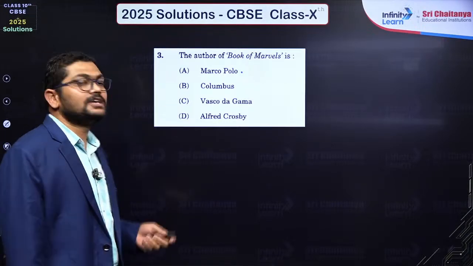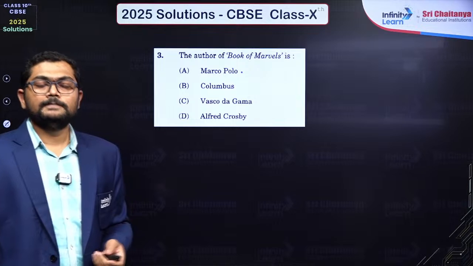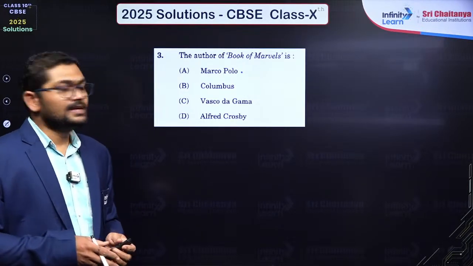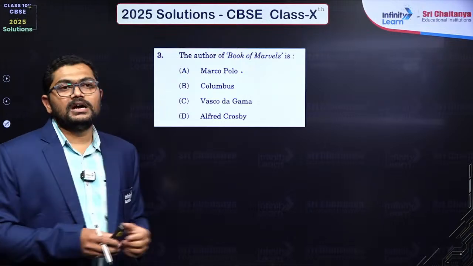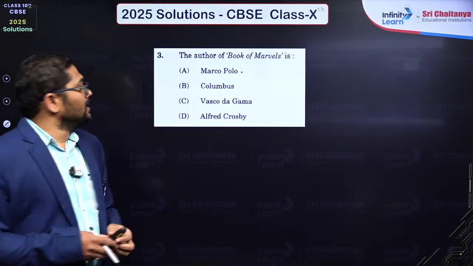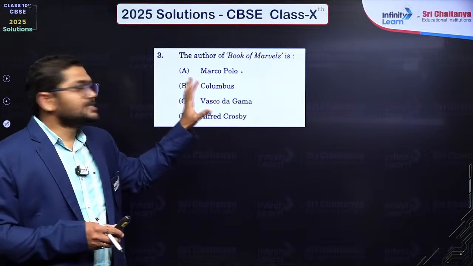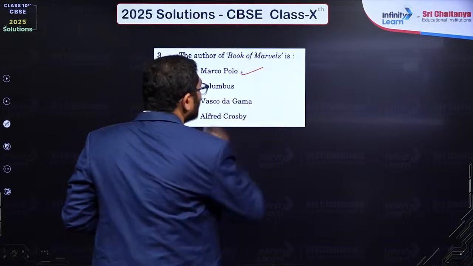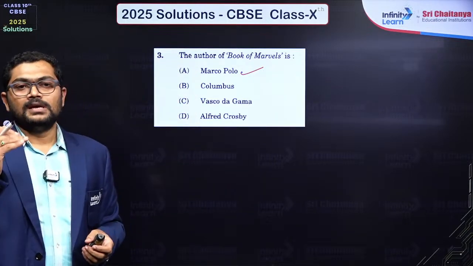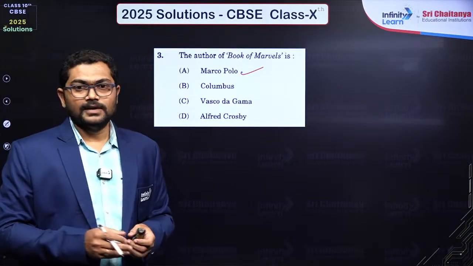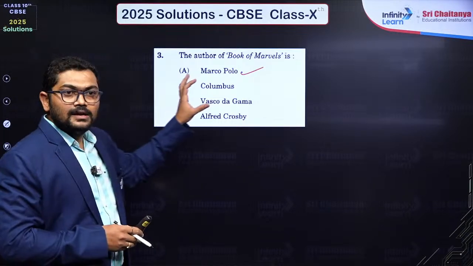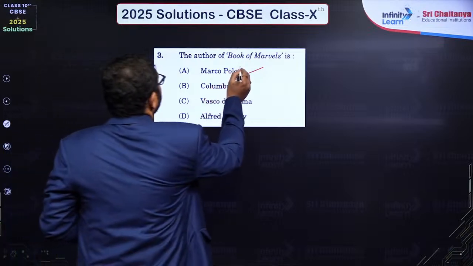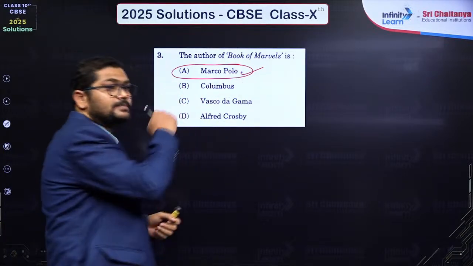This is again a question from chapter number 3, The Making of a Global World, where you have a picture. Under that picture, the author of the Book of Marvels is mentioned. It is a bit of a tricky question, but the answer stands to be Marco Polo. Just below the picture in chapter 3, the answer is clearly written: the Book of Marvels was written by Marco Polo. So A is the correct answer. This is again from chapter 3.